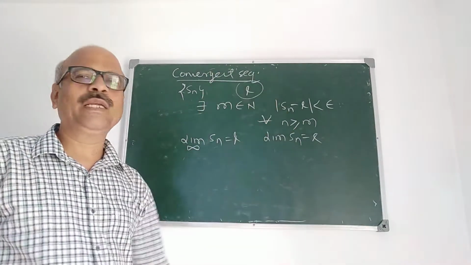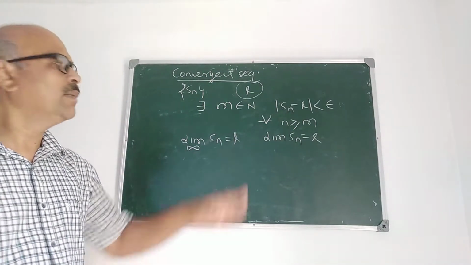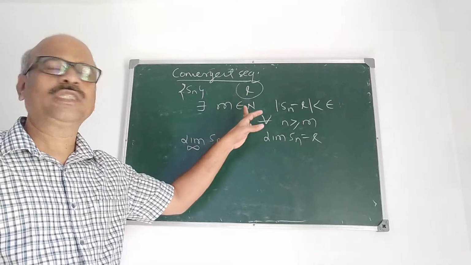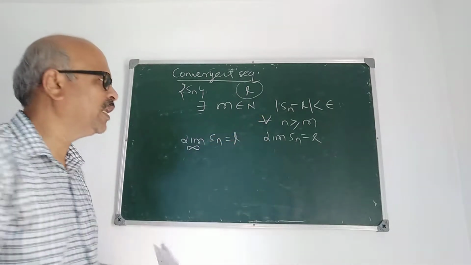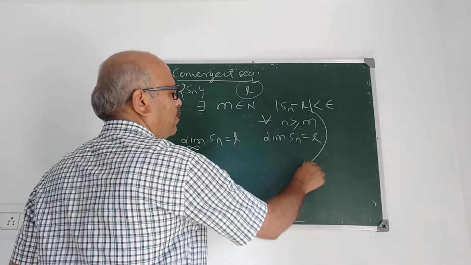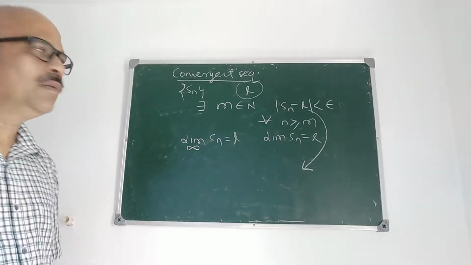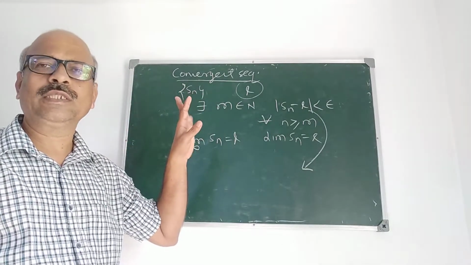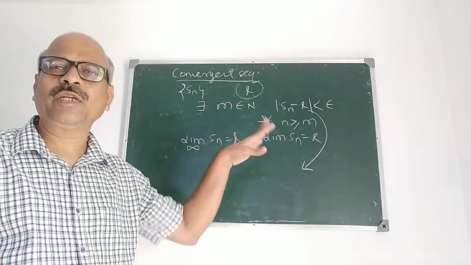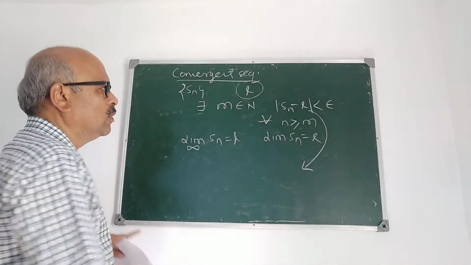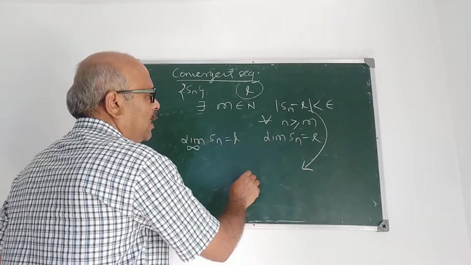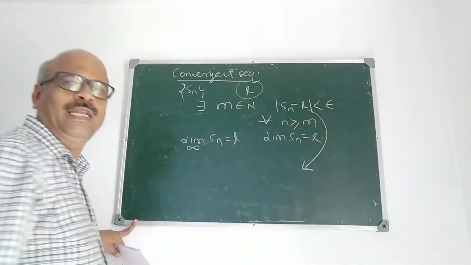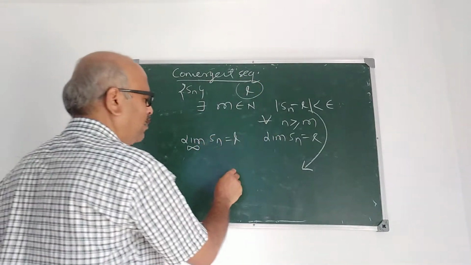Then what is the meaning of this? When do you say that sequence Sn converges? The meaning is, say this sequence consists of an infinite number of terms. That is important. A sequence always consists of an infinite number of terms. Now, L is a fixed real number.